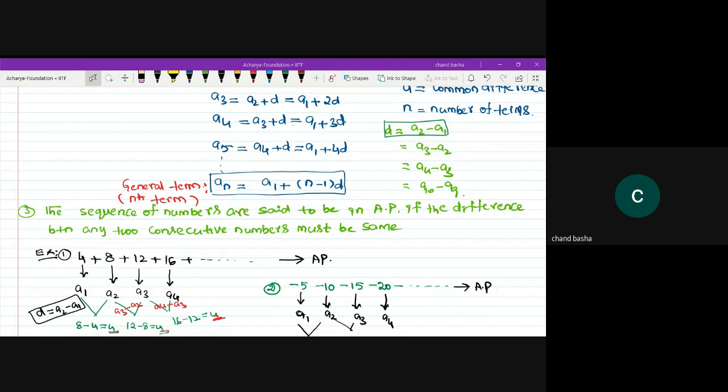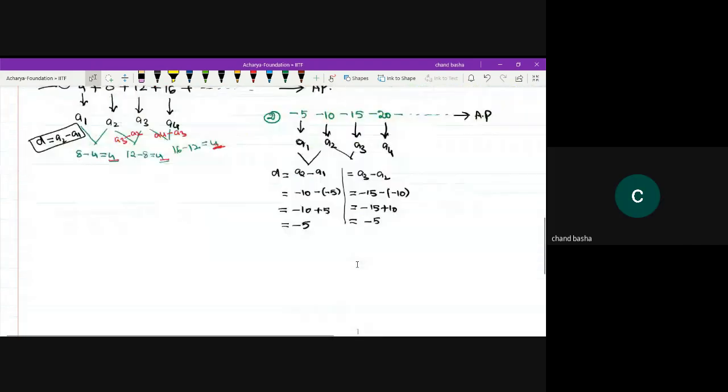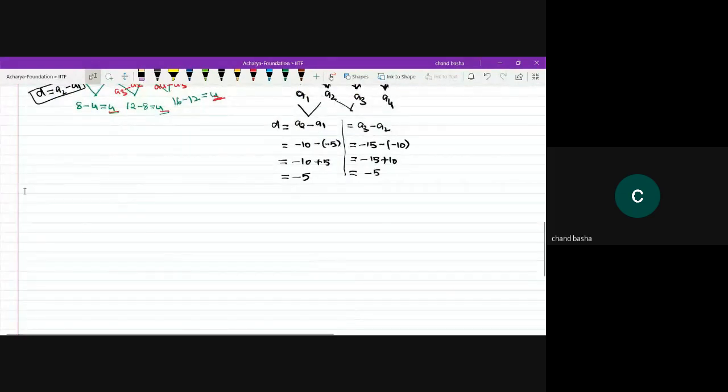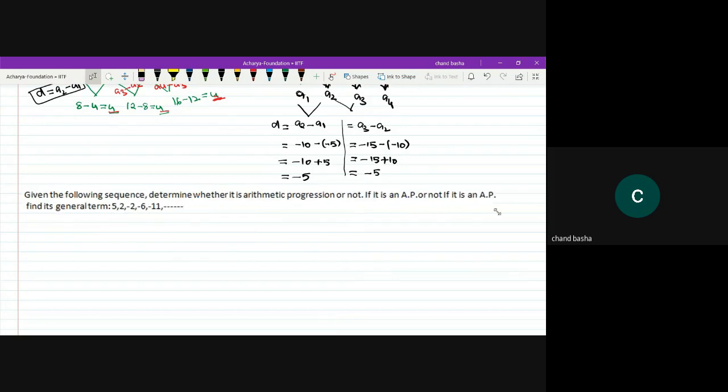Given the following sequence of numbers, just check whether they are in AP or not. Sir, are you writing anything? Just 1 second. Copy the question. The first problem he has given: given the following sequence of numbers, check whether they are in AP or not. If they are in AP, just find the general term.